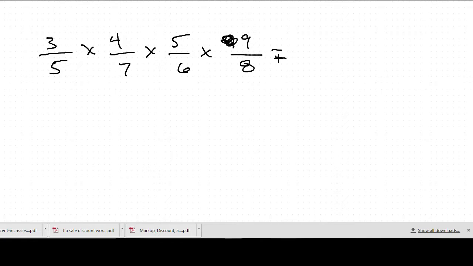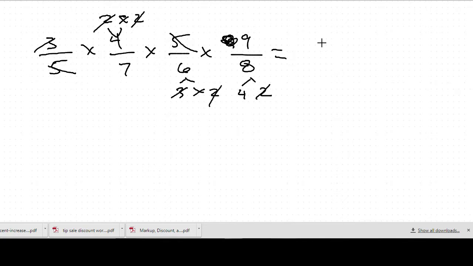Okay, so I can cancel out the 5s. Yes, good. And I can break down the 6 for a 3 times 2. That cancels out the 3. I can break down the 4 of 2 times 2. That will break down that 2, correct? Yes. And then I can break down 4 times 2 for the 8, and that will break down another 2. So then that is 9 over 28. Good. Awesome. You got it. Okay. That makes me happy.